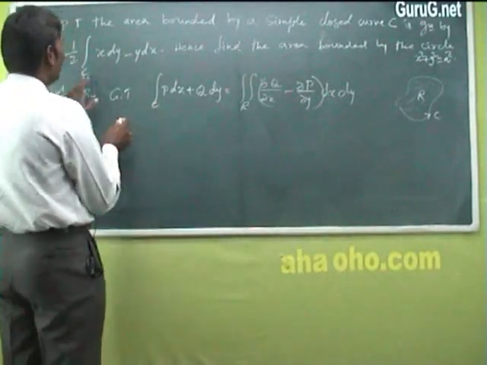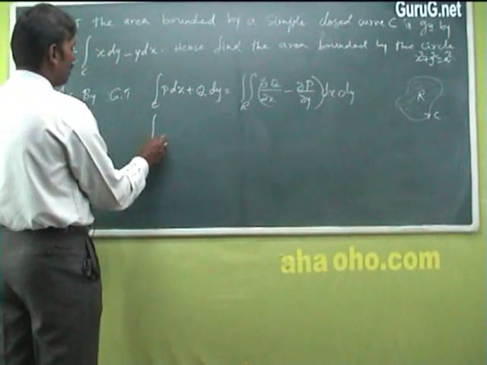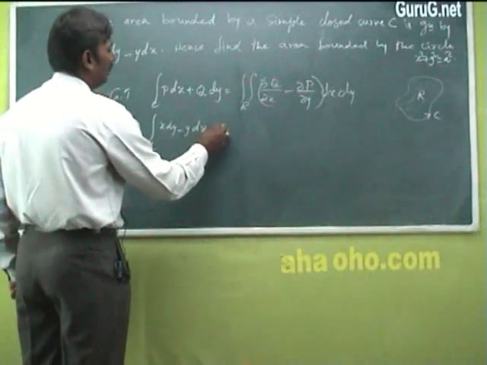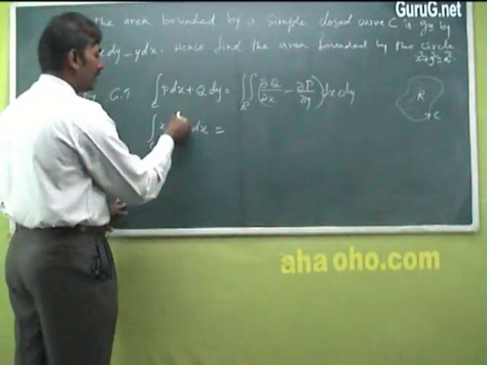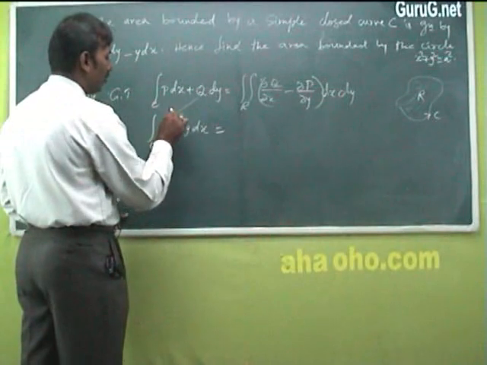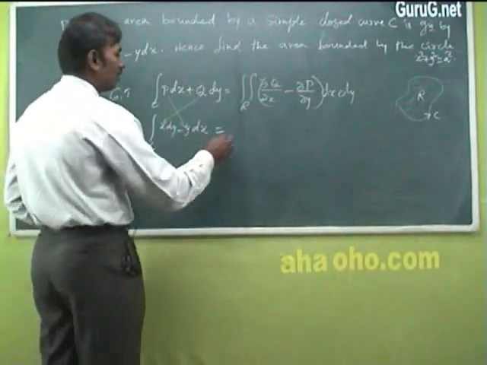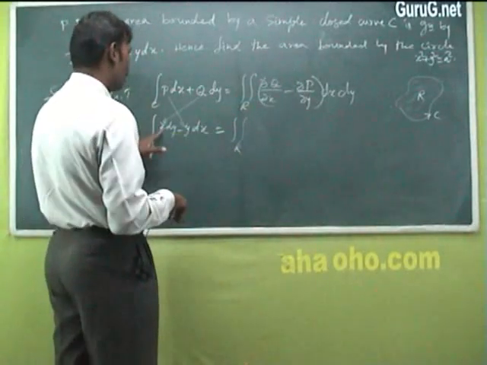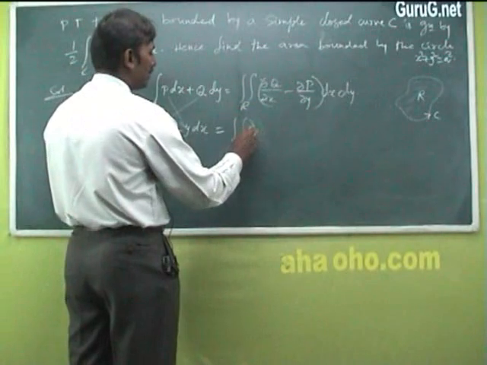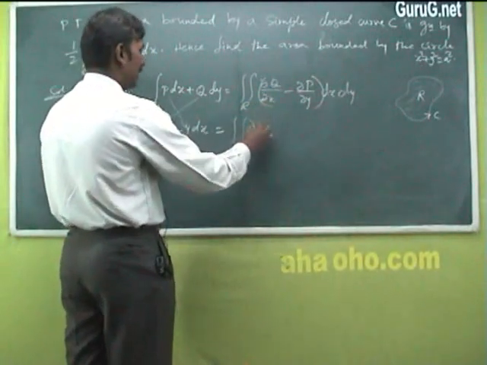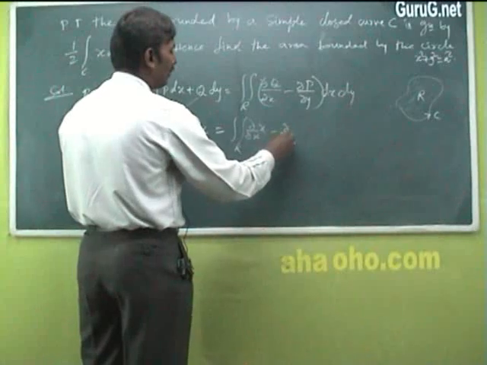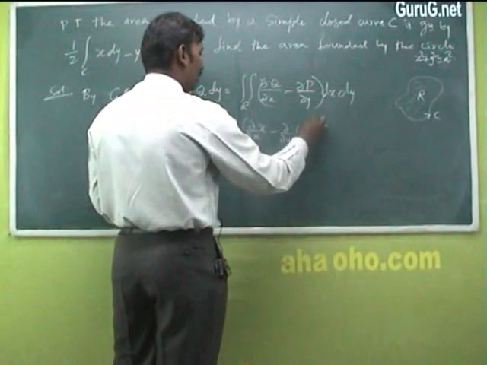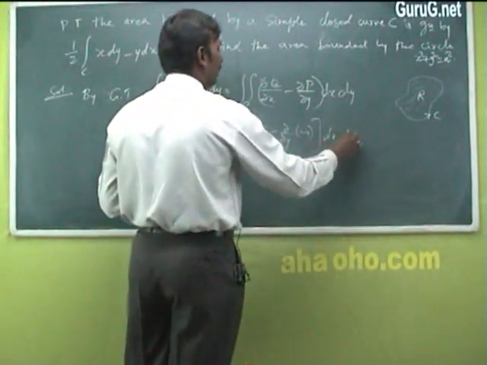Okay. So now you take this result. So integral over C x dy minus y dx equals. So compare these two. So this is Q and this is P, right? So double integral over R dou Q by dou x. So Q is x. So dou by dou x of Q, which is x, minus dou by dou y of P. What is P? Minus y, into dx dy.